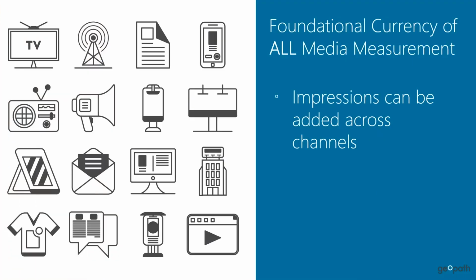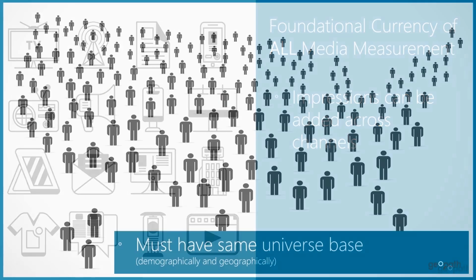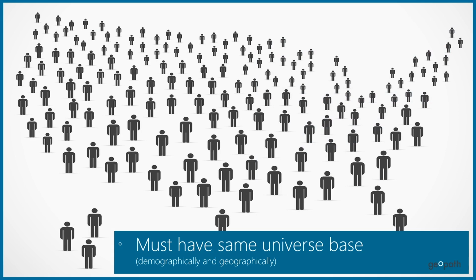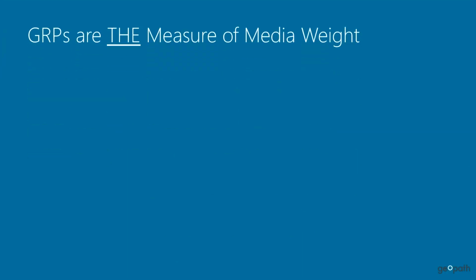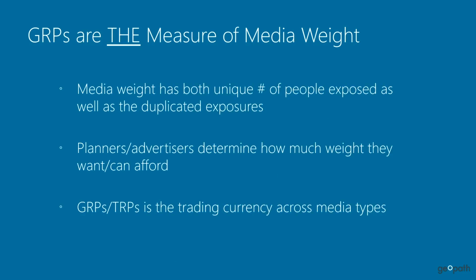Just like impressions, GRPs and TRPs can be added across out-of-home formats as well as other media, as long as the universe base is the same. This allows clients to compare and evaluate the media weight of a campaign in a standardized way. Let's talk about media weight. It's a term used to refer to the size of an audience and the number of ad placements. It has both unique number of people reached as well as the duplicated exposures. It's a common advertising trading currency and gives a comparative means of valuation.